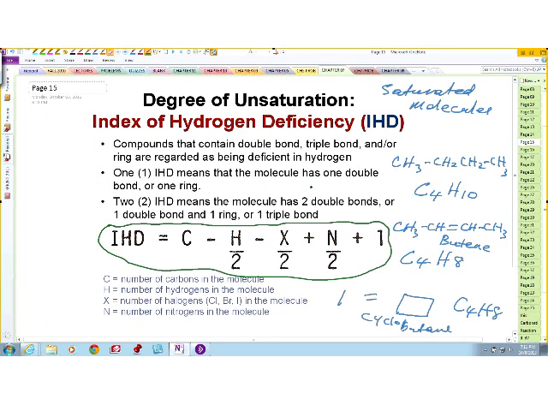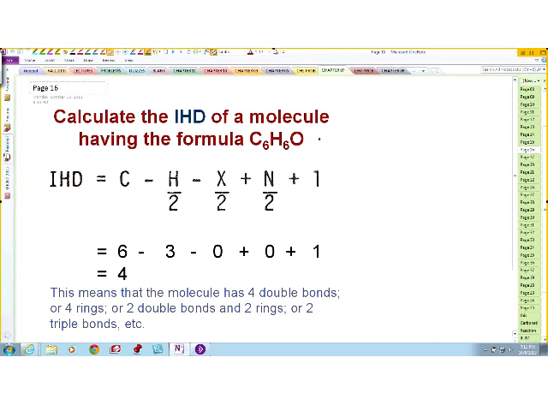The C is the number of carbon atoms, the H is the number of hydrogen atoms, the X is the number of halogens, which is bromine, chlorine, and iodine, and the N is the number of nitrogen atoms. Okay? So let us do a couple of problems. Calculate the IHD of a molecule having the formula C6H6.